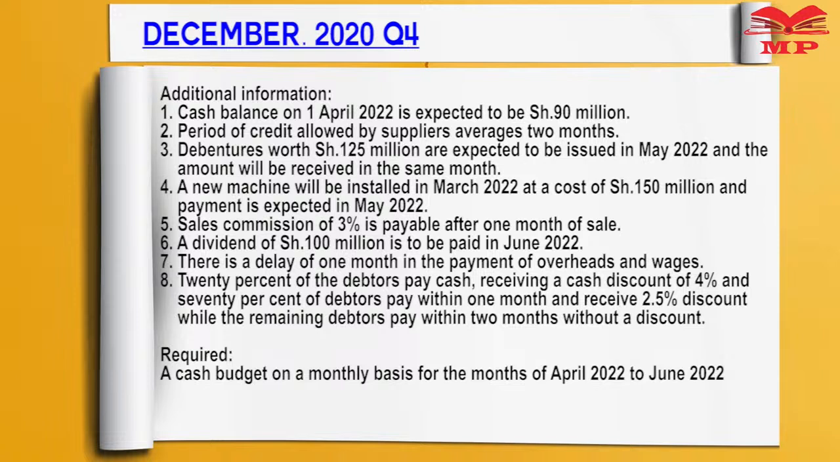Note number 3, we are told that debentures worth 125 million are expected to be issued in May. So our interest is not when they are issued, but when is the receipt of that payment. So the amount is to be received in the same month. So we'll record that. And then a new machine will be installed in March 2022 at a cost of 150 million, and payment is expected in May 2022. So we'll simply record that amount based on that month, and then we will show the workings.